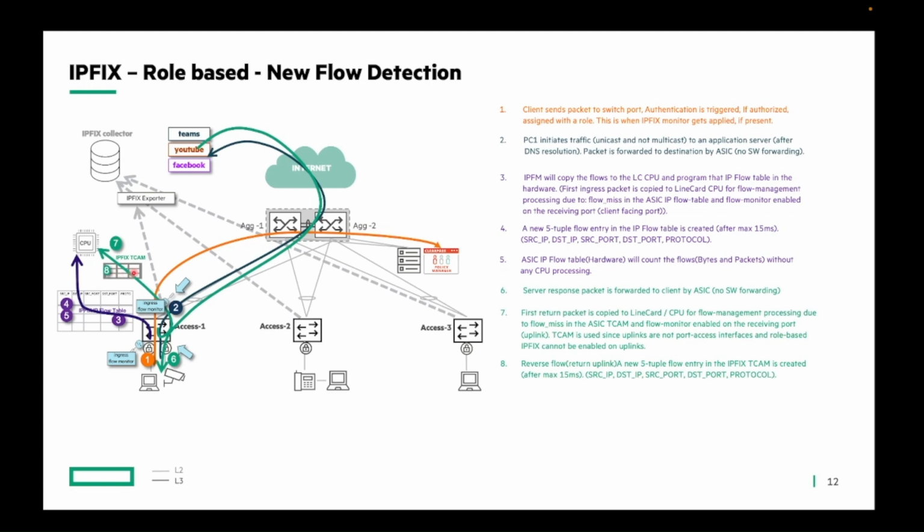It's all there in the TCAM now. Subsequent packets, which is this, are counted, number of packets and number of bytes, by ASIC TCAM without any CPU processing. That is the reverse. At the end, all this flow detection, flow update, etc. Flow state is now monitored regularly, and when a flow expires, flow IPFIX information is exported to the collector here. Hope this was useful, the new flow detection process.